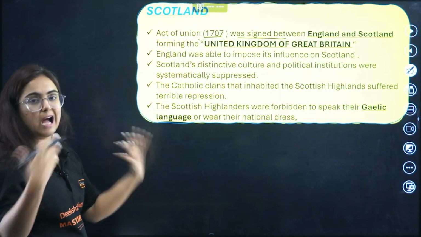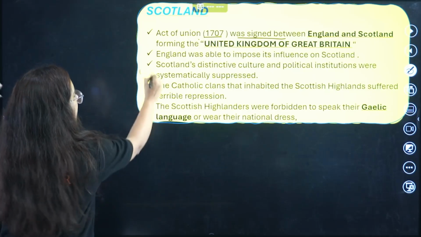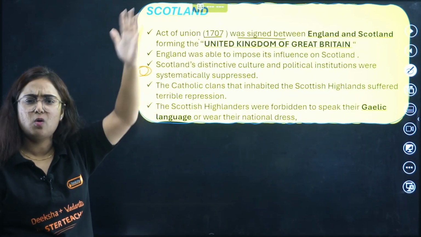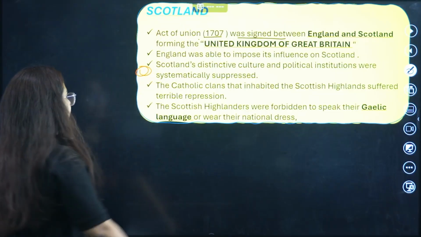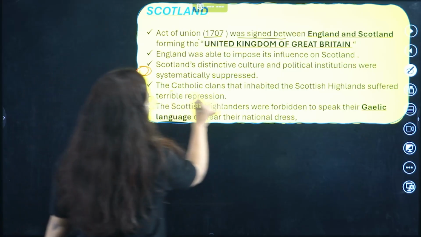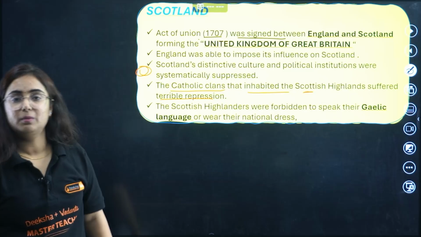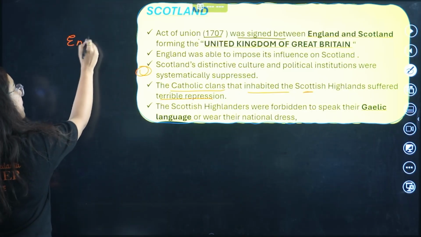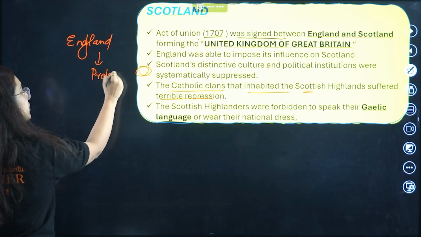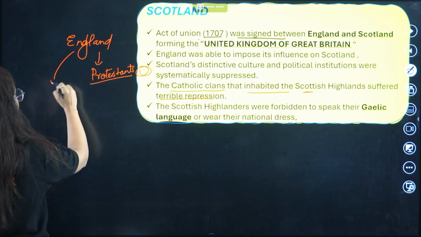Now what did the English people do? They imposed their language and influence on the Scottish people, right? Scotland's distinctive culture and its political institutions were systematically suppressed: no language, no culture, no political institution. Everything would be similar to what is happening in England. Right? The Catholic clans that inhabited the Scottish Highlands suffered terrible repression. Why? What was the problem with Catholic people? See, England was a place dominated by Protestants. If you guys know, in Christianity there are two groups, one is Catholics and the other is Protestants.